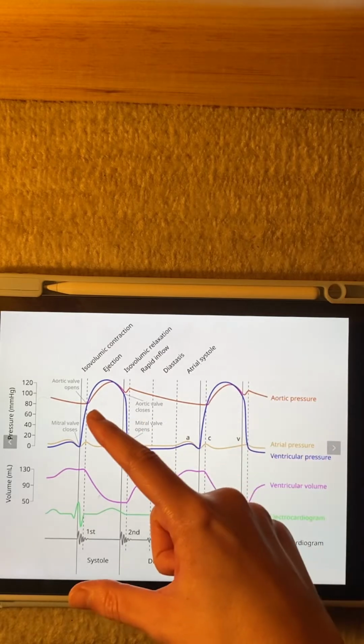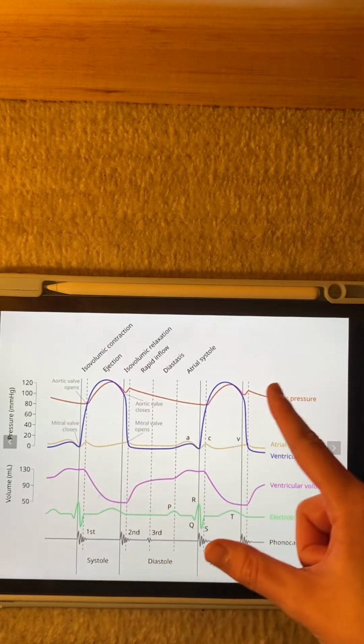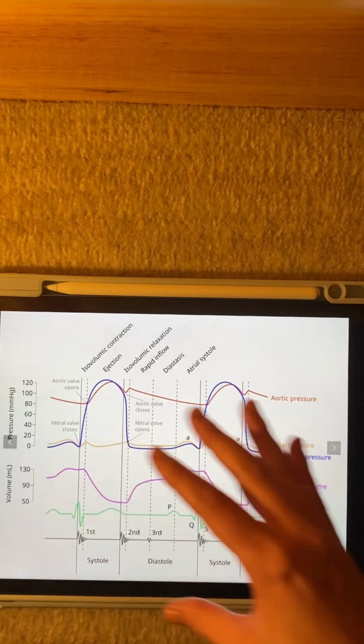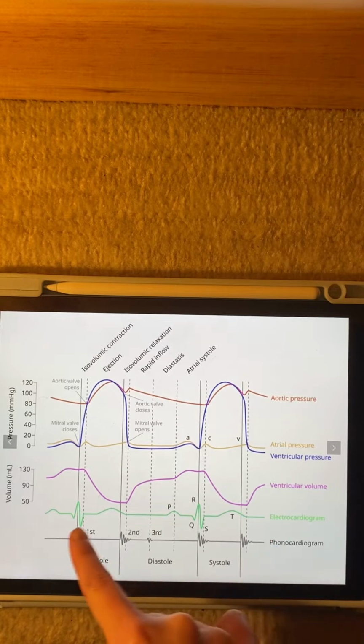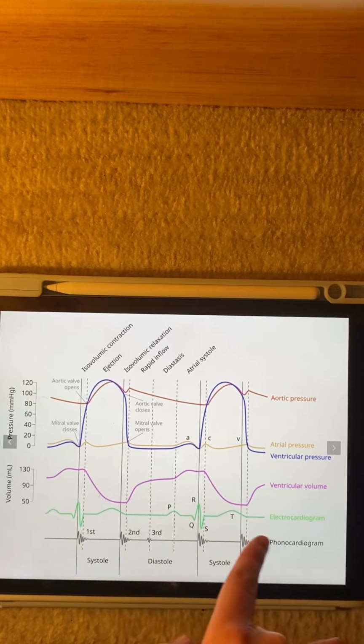So we can see that this diagram has all of these different colored lines, and those lines are showing aortic pressure, atrial pressure, ventricular pressure, and ventricular volume. And then down here we have a line that represents our EKG. So this is where our depolarization, or our tracking of electrical signal, comes in.